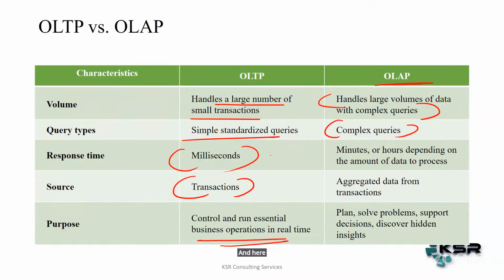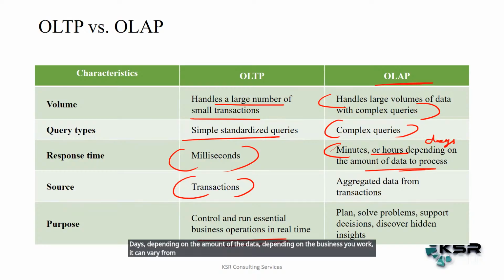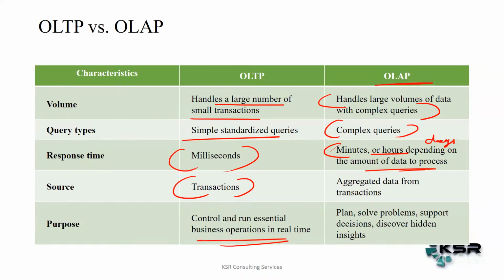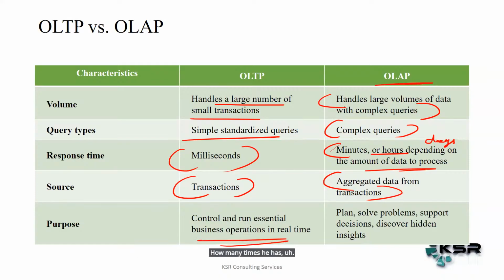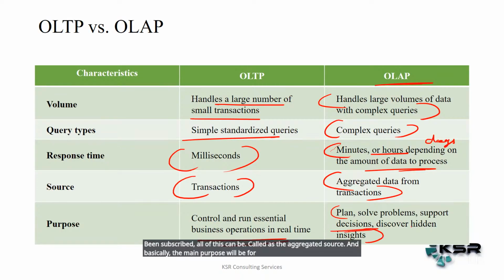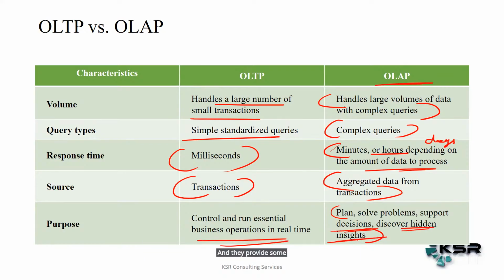And here it can vary from minutes, hours, or days, depending on the amount of the data, depending on the business you work in. Okay. And basically it will be aggregated. Aggregated means how many times he has logged in, how many times he has watched this movie, how many times he has subscribed. All of this can be called the aggregated source. And basically the main purpose will be decision making, and they provide some insights for you, right? So this is what it is, OLAP and OLTP.